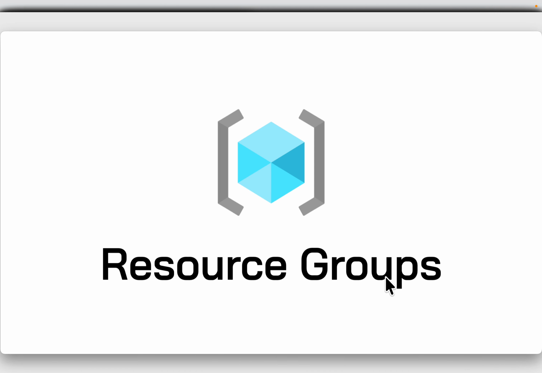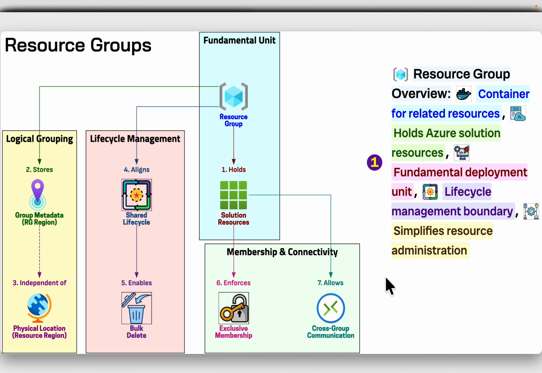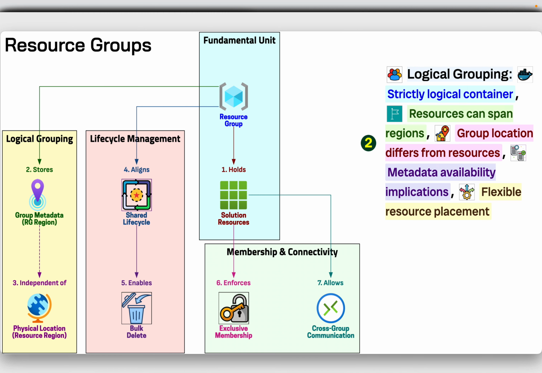Next topic is resource groups. A resource group is a container that holds related resources for an Azure solution. It is the fundamental unit of deployment and lifecycle management. So this is a logical grouping. It is strictly a logical container. Resources inside a group do not have to exist in the same physical region as the group itself, although this has implications for metadata availability.